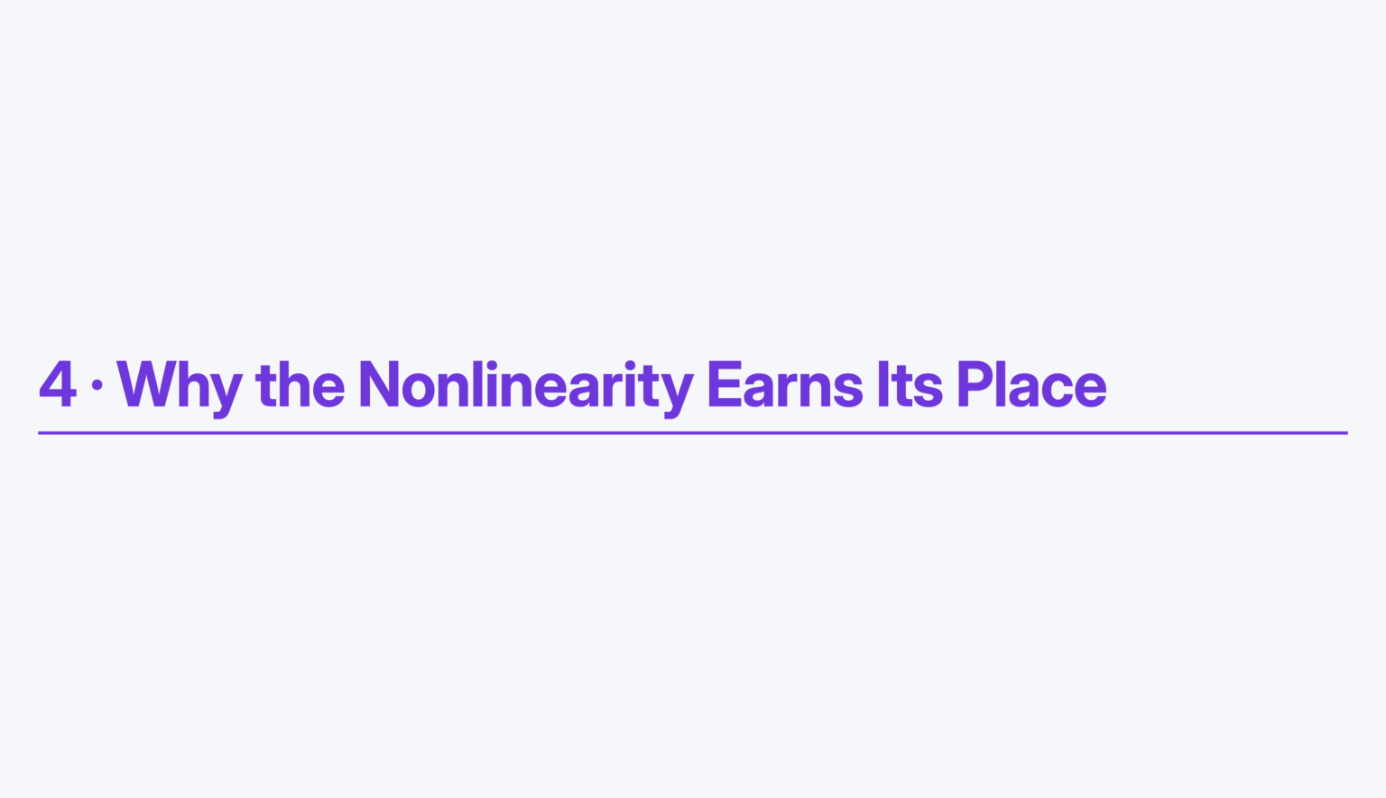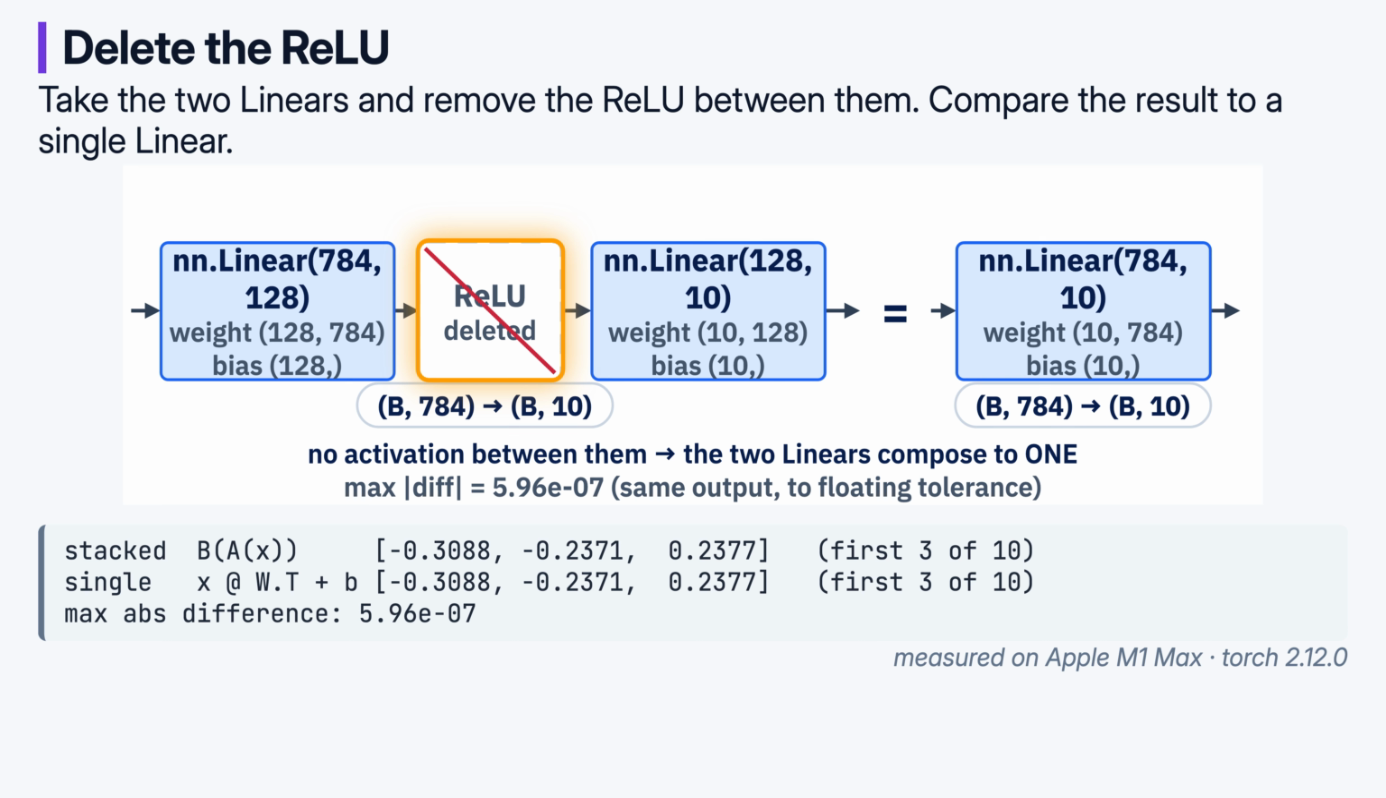The last part, why the nonlinearity earns its place. 2 linears, it turns out, are 1 linear. Take the 2 linears and delete the ReLU between them. The gap is struck out. Nothing bends the line now.